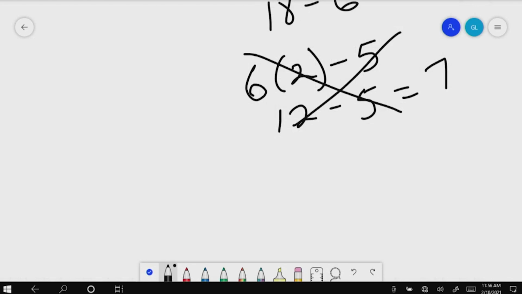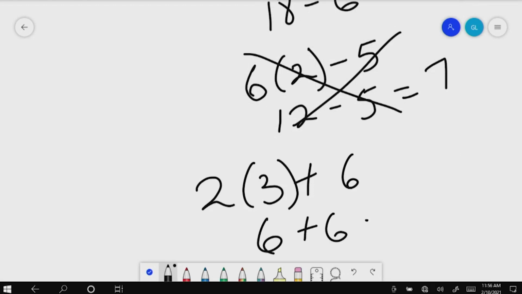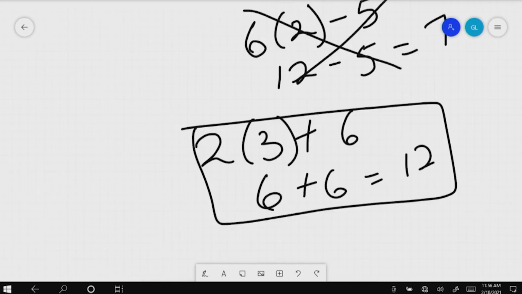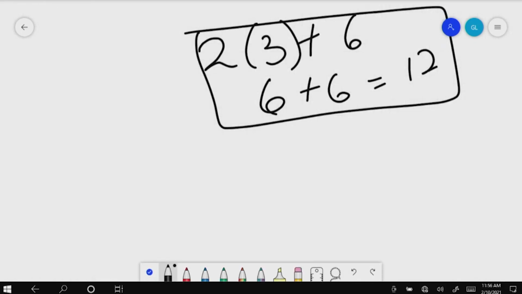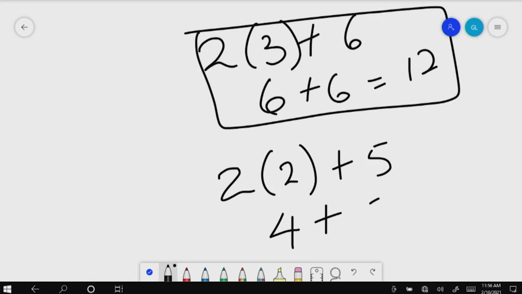Continuing by substitution, 2 of 3 plus 6 should have been 6 plus 6, which gives us 12. This satisfies our first equation. Let us see if it will satisfy our second equation. It would have been 2 of 2 plus 5, just 4 plus 5, which gives us 9.